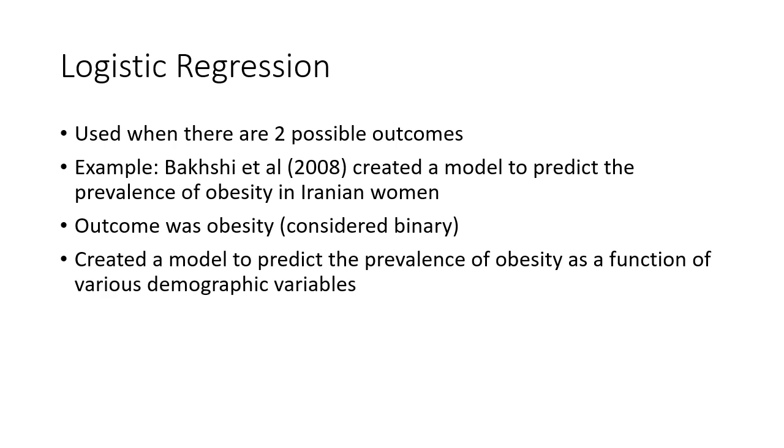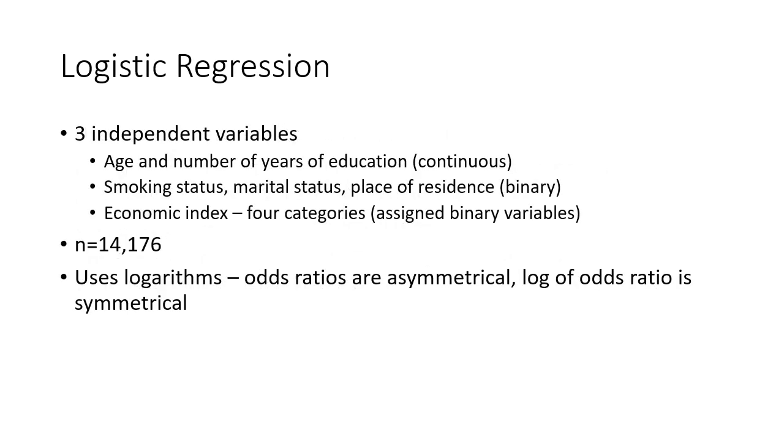Okay, and they looked at different demographics. Here's what they did: they looked at three independent variables. They looked at things like age and number of years of education. Those are continuous variables, right? With age, the difference between year 1 and year 2 is the same as the difference between 71 and 72 years of age. That's continuous data. Same thing with years of education. Now looking at smoking status and marital status, what do you consider that? What type of variable is that?